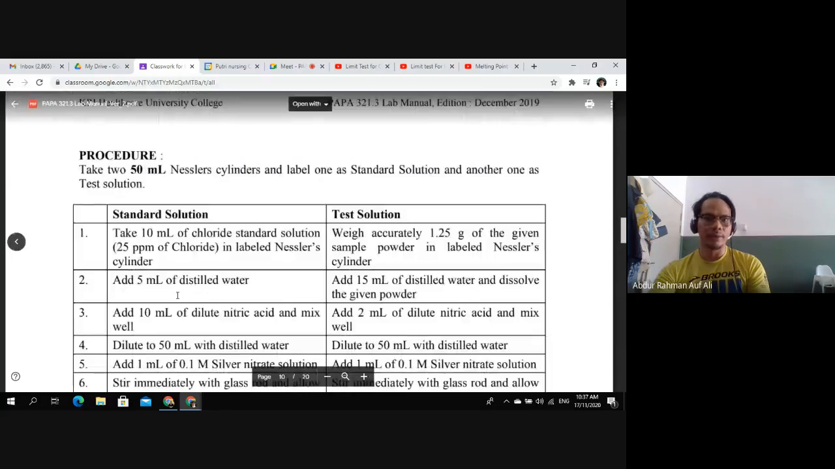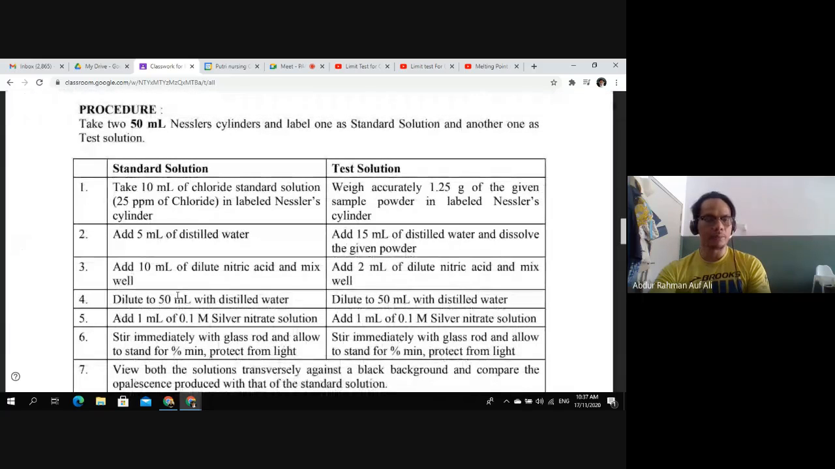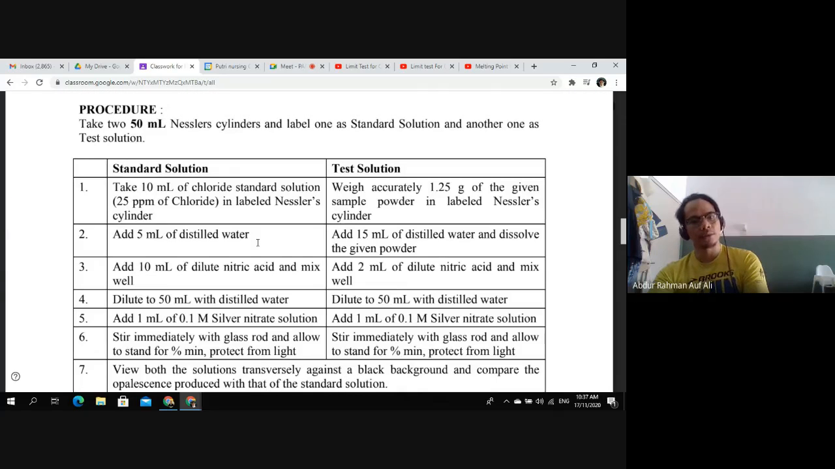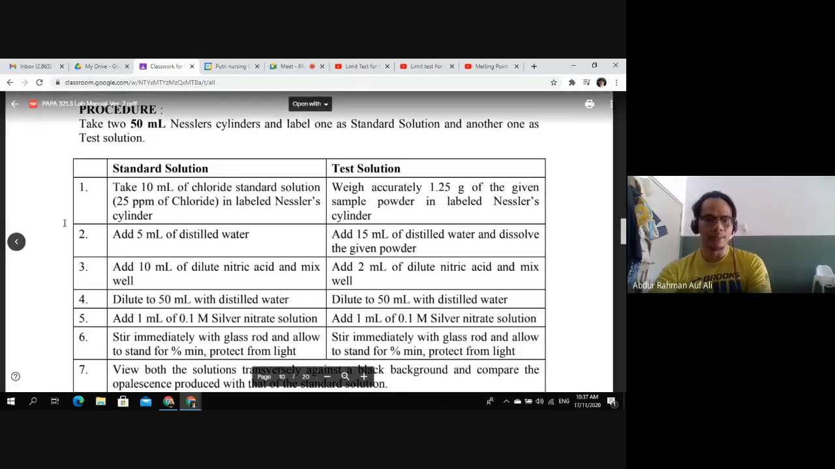So certain ubat yang mengandungi chloride yang kita nak determine the limit of chloride, kita boleh perform this test. Banyaklah, saya pun tak kerap sangat, but every other week, selang seminggu, selang 2 minggu kena buat test this. Saya kerja dulu as a chemist. Okay, so that's it for limit test.